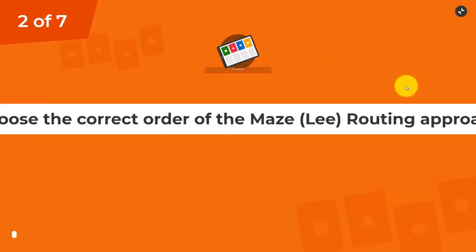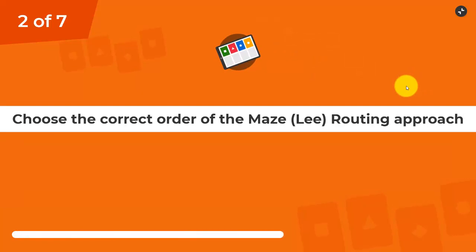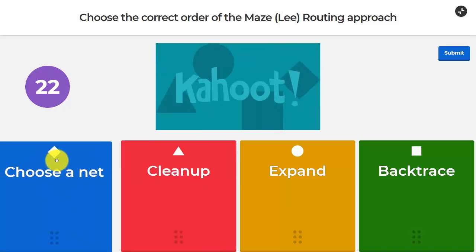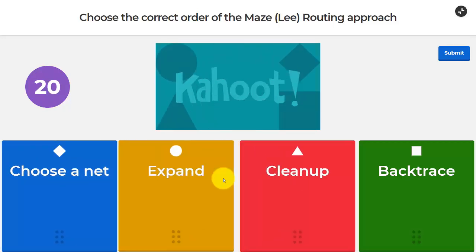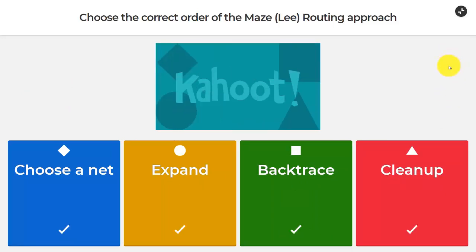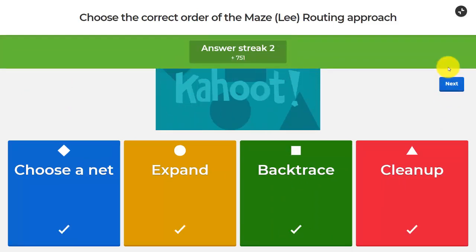So question number 2, choose the correct order of the maze Lee routing approach. Let's see, we have cleanup, choose a net, expand, and backtrace. I think we'll start with choosing a net. Then we'll expand, backtrace, and cleanup. That looks like a good one.